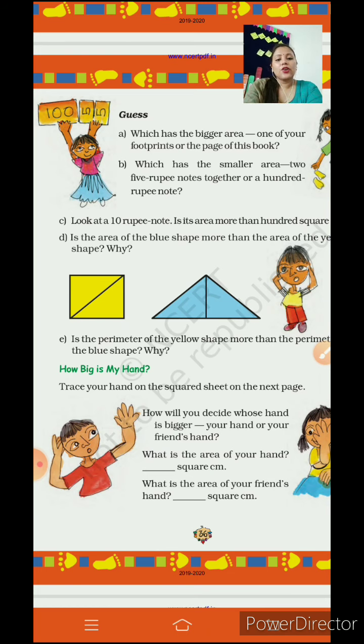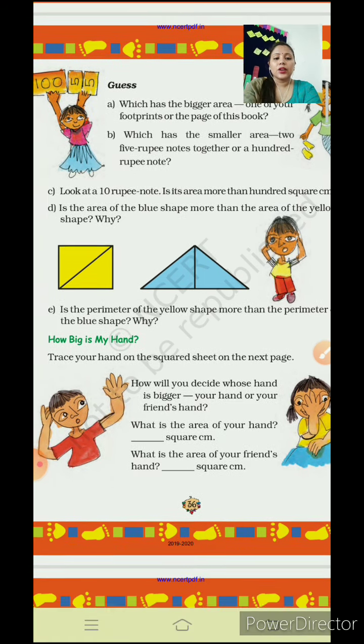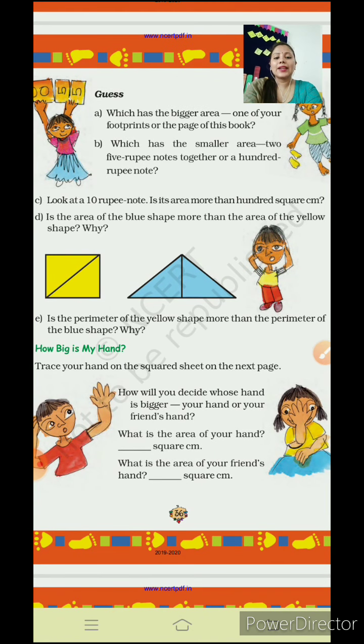ओके, नेक्स्ट इज विच हैज़ द स्मॉलेस्ट एरिया, 2 5 रुपीज़ नोट टुगेदर और 100 रुपी नोट. ओके, तो एक 100 रुपी का नोट वो ज़्यादा एरिया कवर करेगा, 5 रुपीज़ के 2 नोट्स ज़्यादा एरिया कवर करेंगे. सो ऑब्वियसली 5 रुपीज़ के 2 नोट्स ज़्यादा एरिया कवर करेंगे. सो सबसे कम एरिया जो कवर करेगा दैट इज़ 100 रुपीज़ नोट. क्वेश्चन सी इज़ लुक एट अ 10 रुपी नोट. एक 10 रुपये का नोट आपको देखना है. इज़ इट्स एरिया मोर देन द 100 स्क्वायर सेंटीमीटर. क्या इसका एरिया जो है वो 100 सेंटीमीटर स्क्वायर हो सकता है?